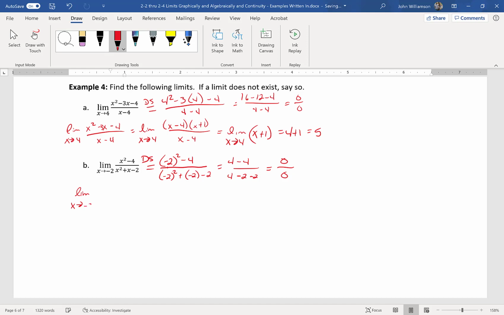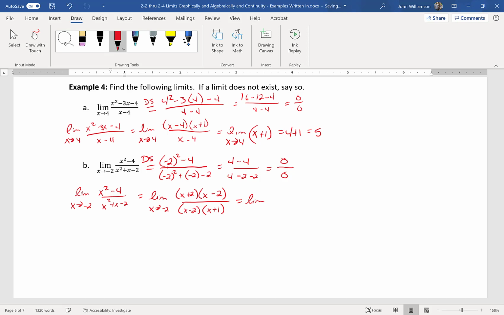So this becomes the limit as x is approaching negative 2 of our original function, x squared minus 4 over x squared plus x minus 2. Now I'm factoring this, so x is approaching negative 2, but then x squared minus 4, remember, how does that factor? Well, that's our difference of squares, so (x plus 2)(x minus 2). Again, make sure you're including your parentheses around your factors. All over, x squared plus x minus 2, that's going to factor as (x minus 2)(x plus 1).